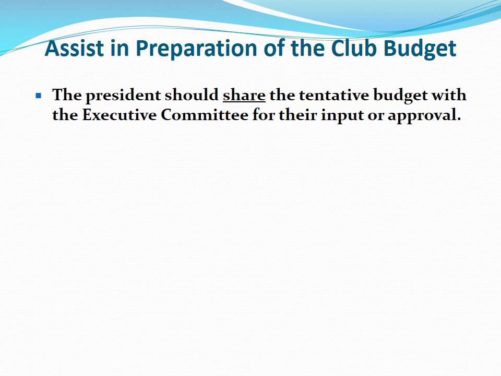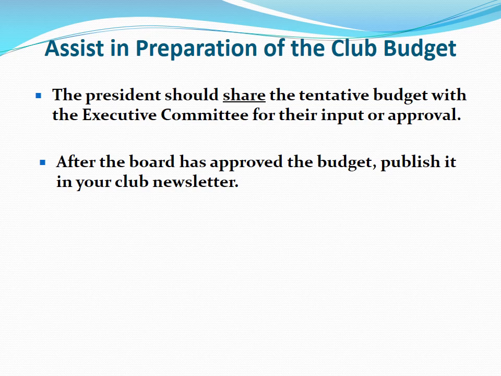Again, as treasurer, you have a vital role in the preparation of the club budget. The president should share the tentative budget with the executive committee for their input and approval. If changes are made, don't take it personal. They're looking at the best interest of the club and should review closely what has been presented so far. After the board has approved the budget, publish it to your club through your newsletter or by email. But make sure that your membership gets the opportunity to review the budget before it is adopted.